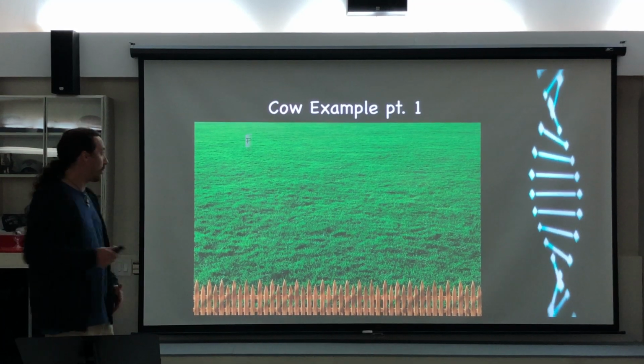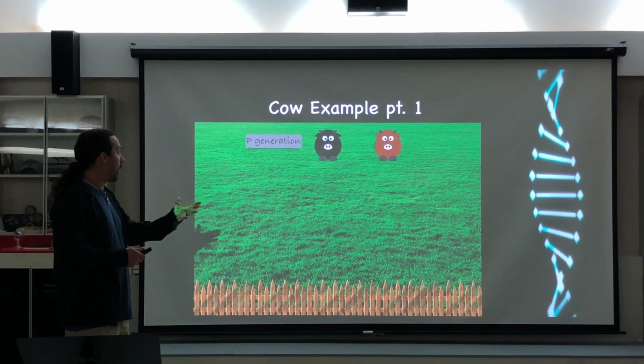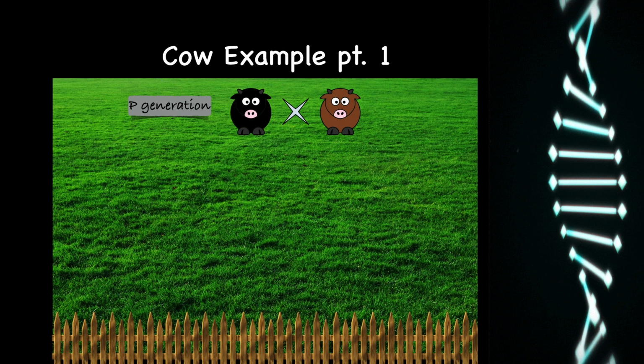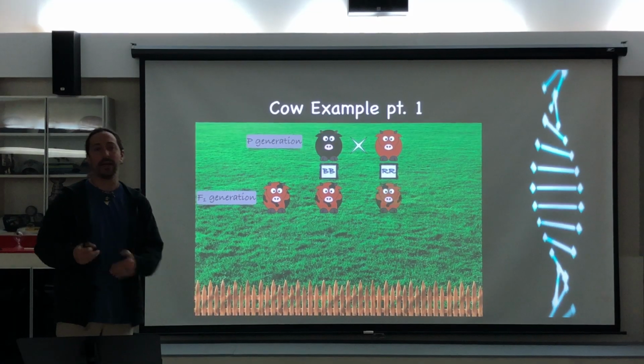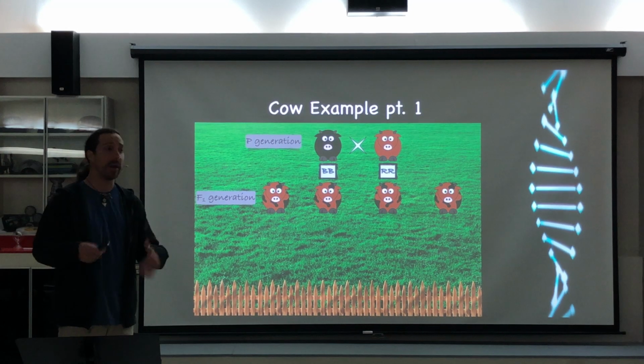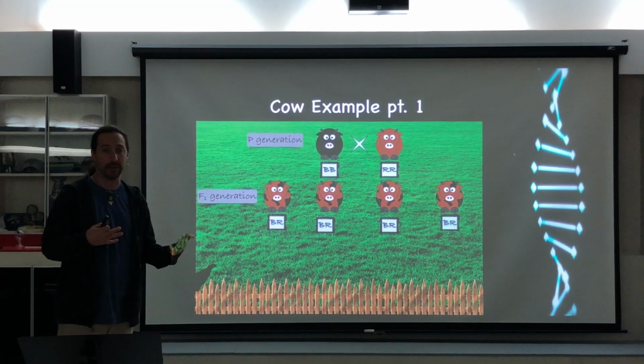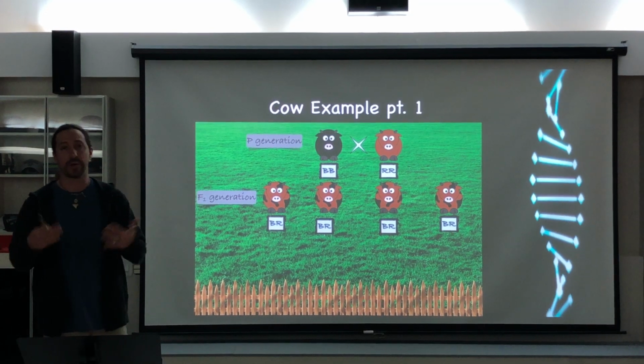So in our first example, in the P generation, if you have a black cow that's homozygous for being black and a brown cow that's homozygous for being brown, and they were to mate together, you get the F1 generation, and you already know where this is going. Yes, they will all be black and brown spotted. Every single one of them, because every one of them genotypically has both the black and the brown allele. They are all heterozygous for those alleles.